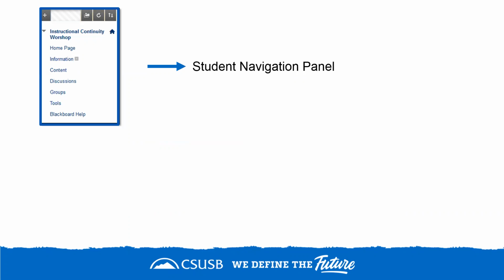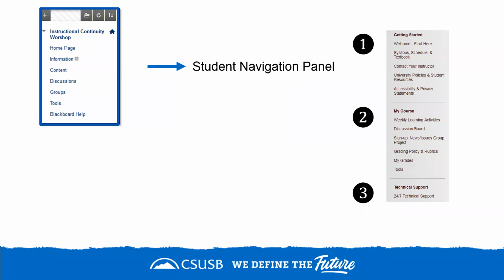However, for today's webinar, we're only going to be focusing on setting up your Blackboard course site, which we're talking about the student navigation panel. So what we're going to do is we're going to build a navigation panel that looks somewhat like this. And you can see that there's a big difference. So what you have here are 3 distinct sections. You have a getting started section, a my course section, and a technical support section.